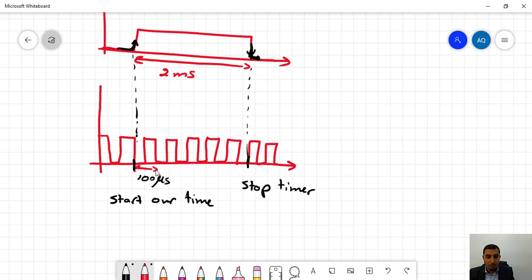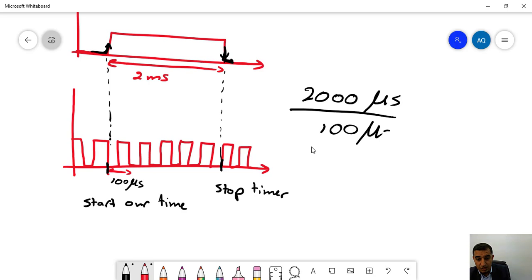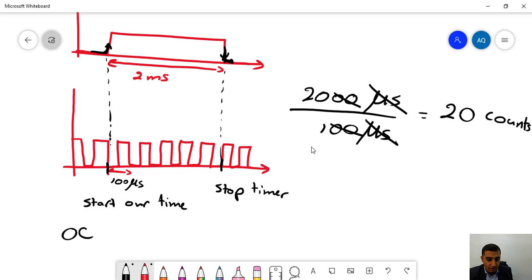To calculate the number of pulses, we need to say that each pulse is 100 microseconds and we have 2 milliseconds. So the 2 milliseconds is 2000 microseconds divided by 100 microseconds. The microseconds with the microseconds will go, the 2 zeros with the 2 zeros will go. So we end up with 20 counts. So I will put in my OCR register 20.